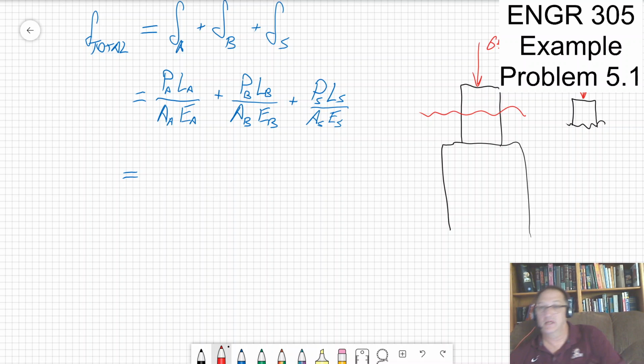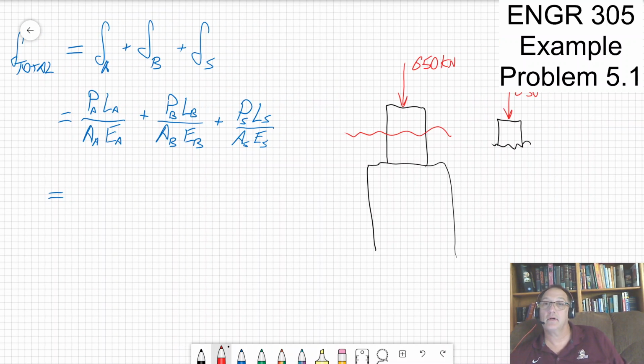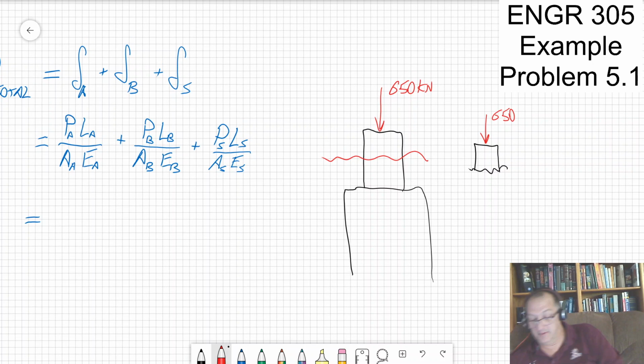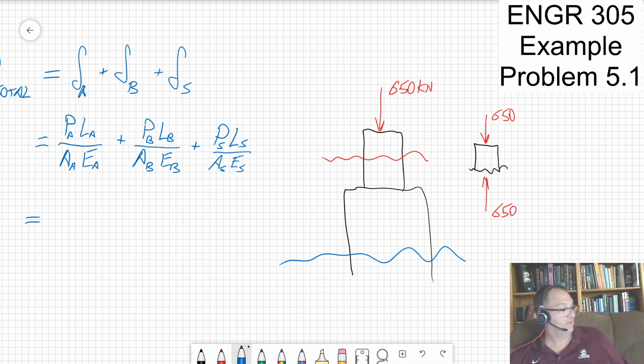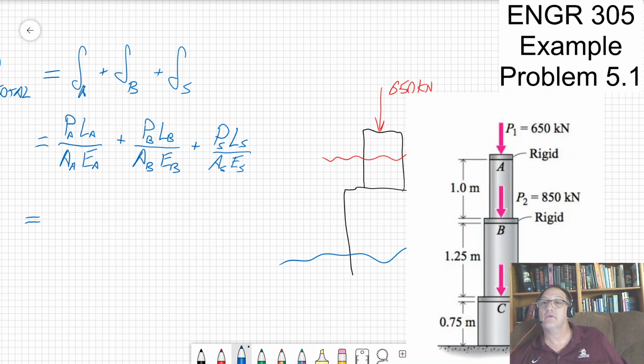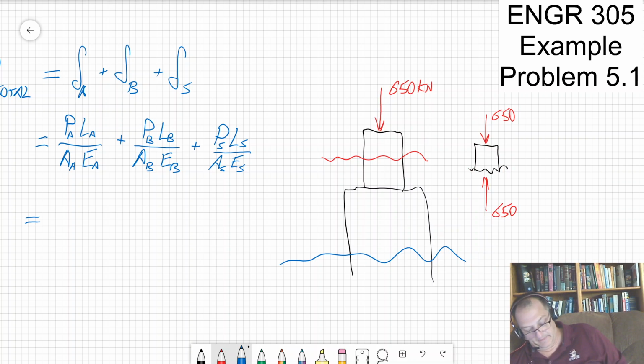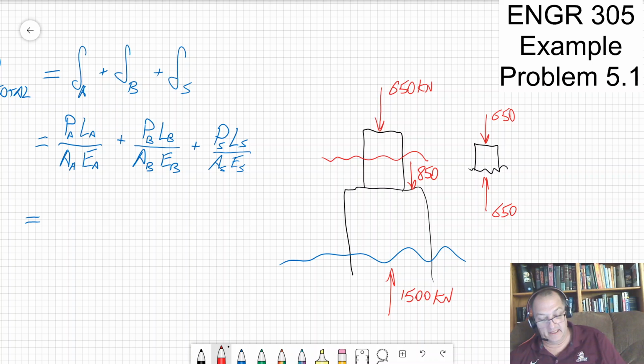I know the system is in static equilibrium. So this force back has to be 650. And so by cutting it there, I can see what that is. And then if I cut it again there, the second load is 850. So then this reaction force here is going to be the 650 plus the 850, so 1500. So you can see how I'm building up these pieces.